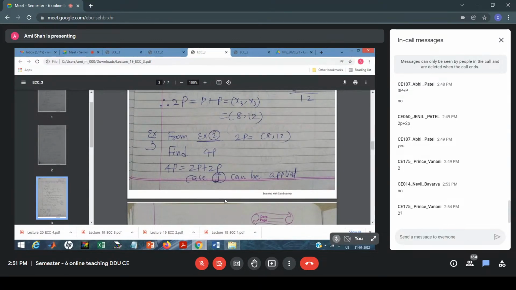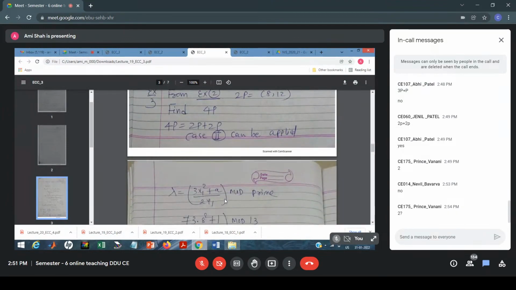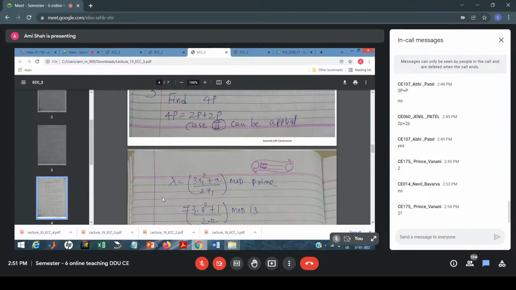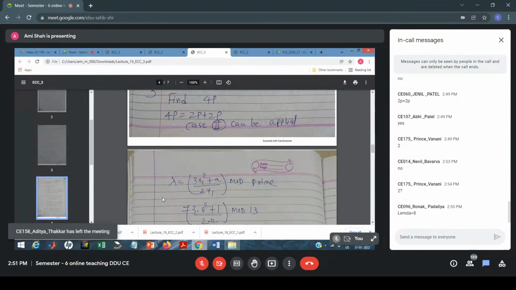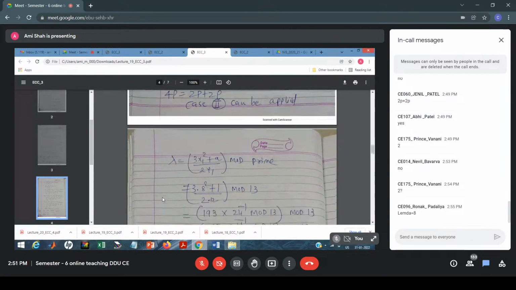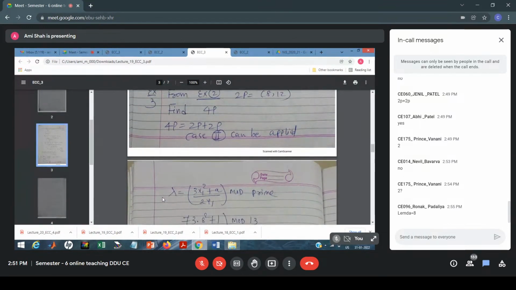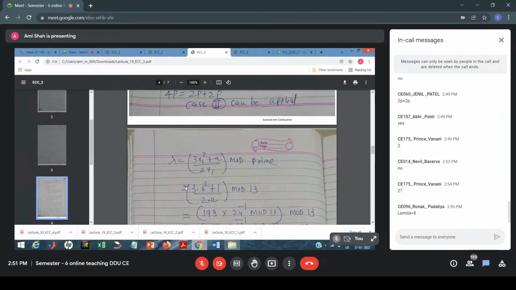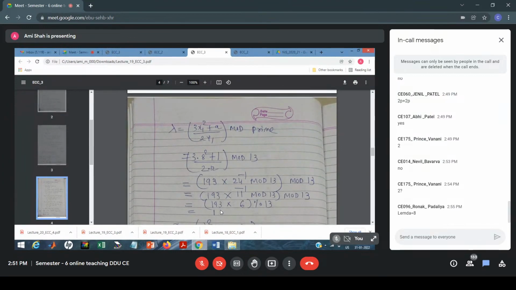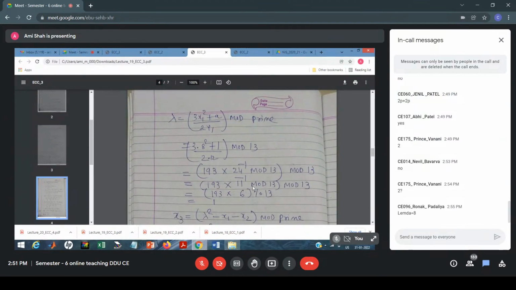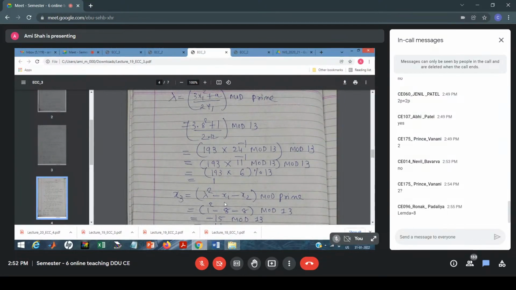So 4P equals 2P plus 2P. All of you know that case number 2 can be applied. And when case number 2 is applied, what is the formula for lambda? Lambda equals (3x1 squared plus a) divided by 2y1. So what is the value of x1? The value of x1 is 8, and a is 1, given, divided by 2 into y1, which is 12. When you put all the values, you have to apply the multiplicative inverse method. After that, the lambda that you get is 1.